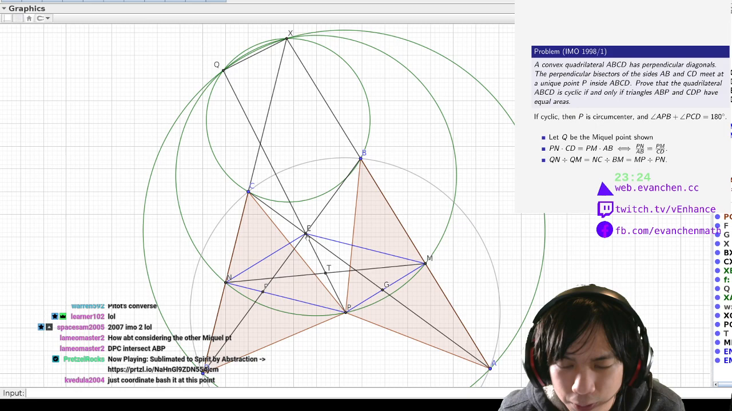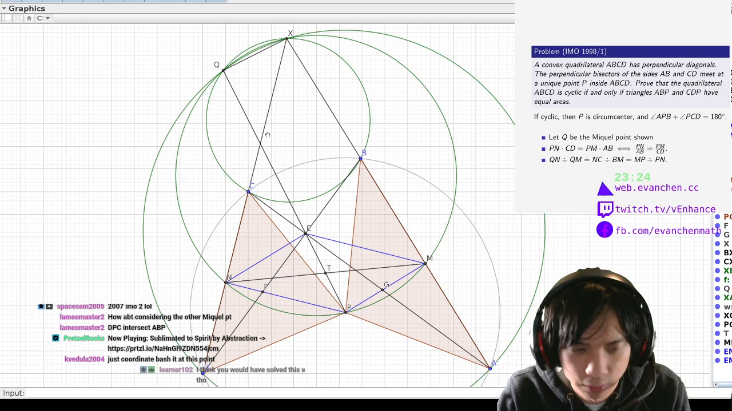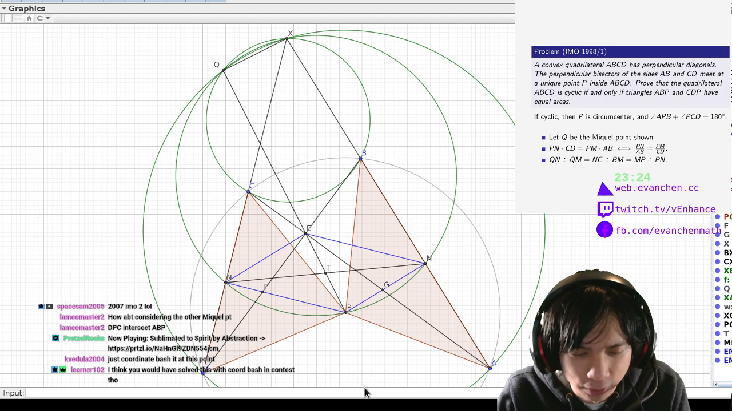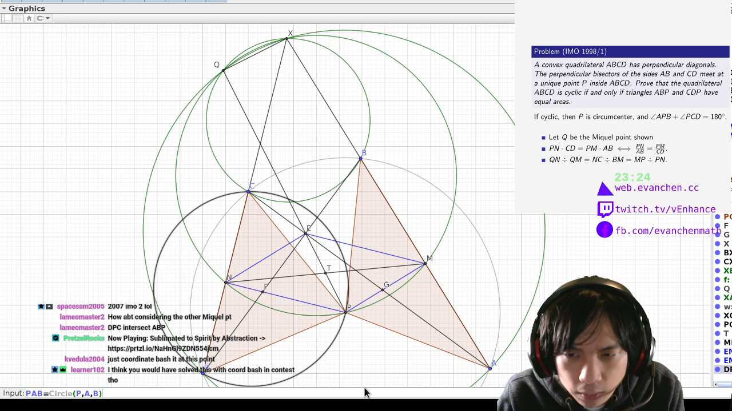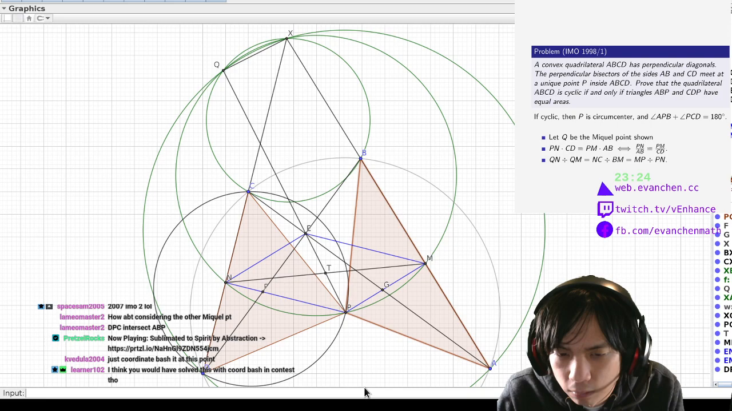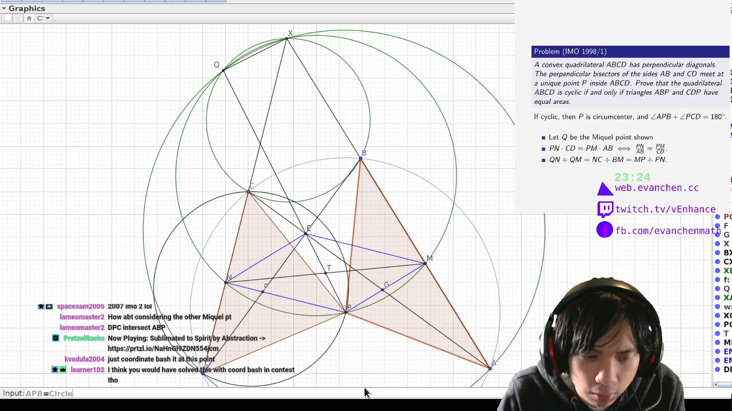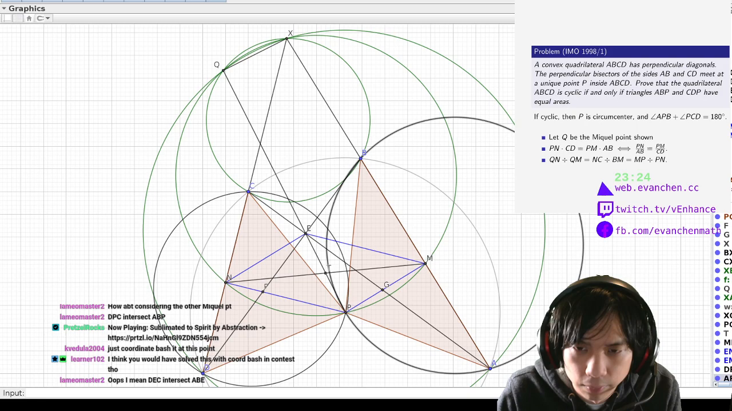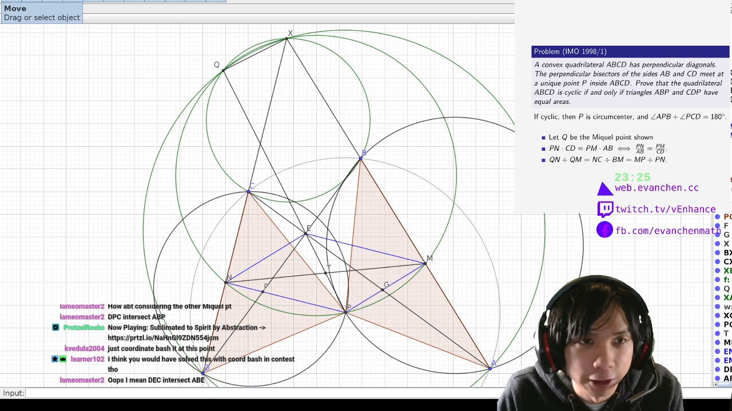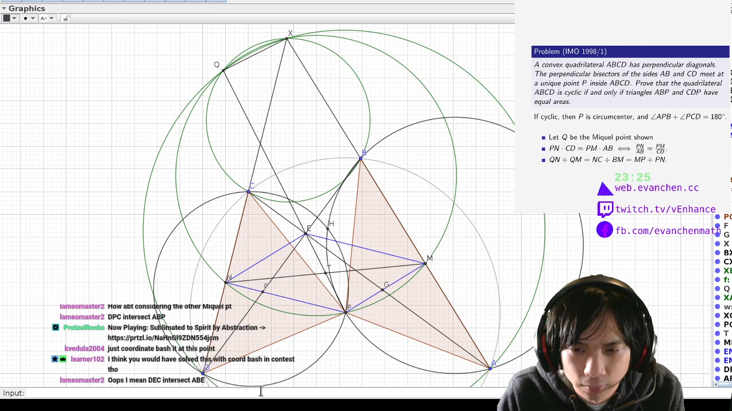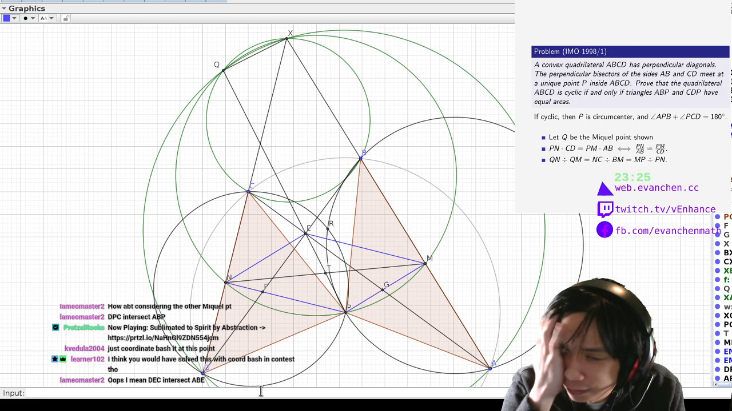DPC intersect APB. You want the other make-out point? I'll draw it. In contest, you definitely just coordinate bash this. It's just asking for it. It is actually possible the other make-out point is better, because that make-out point will lie on line PX. But the problem with this make-out point is that it doesn't lie on the green circle. It doesn't really let you use the midpoints.